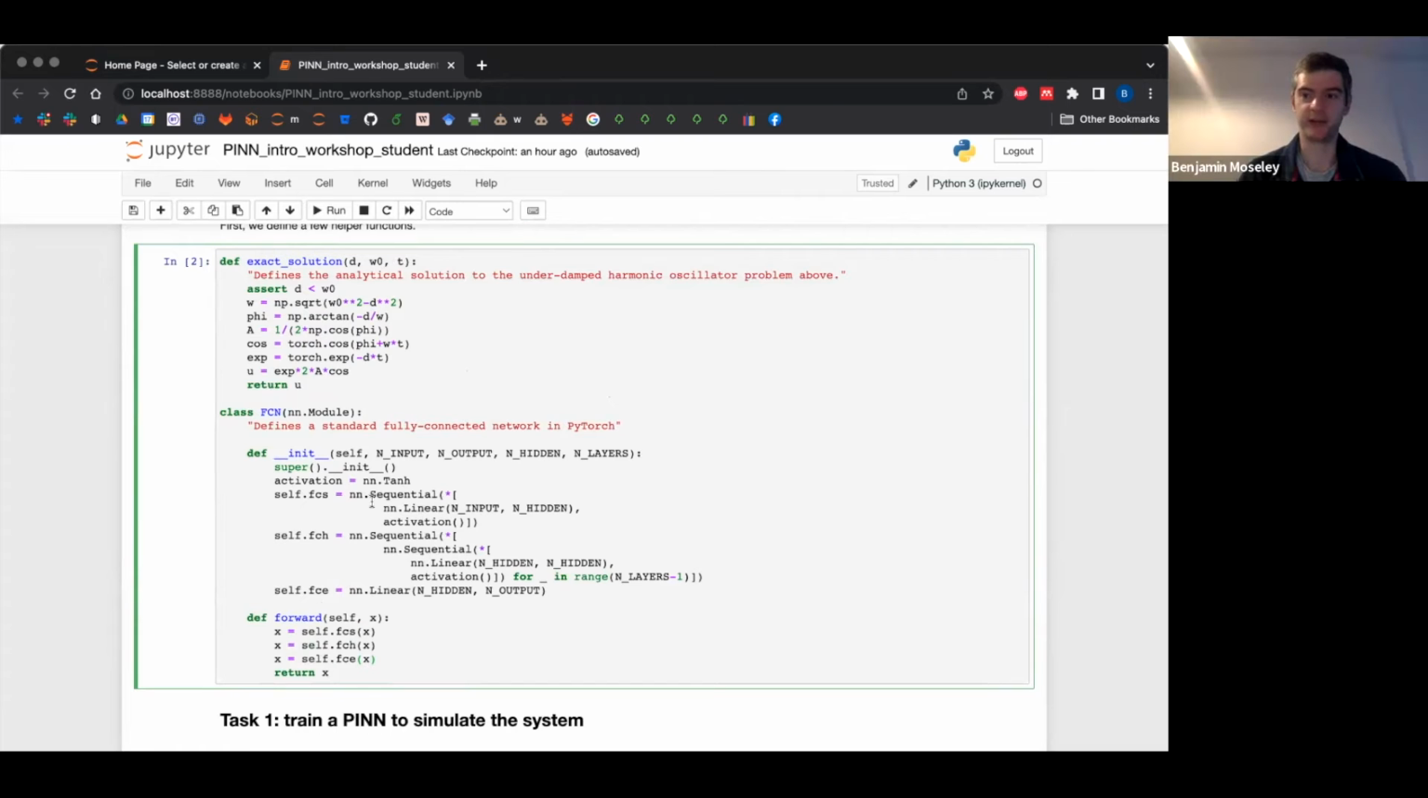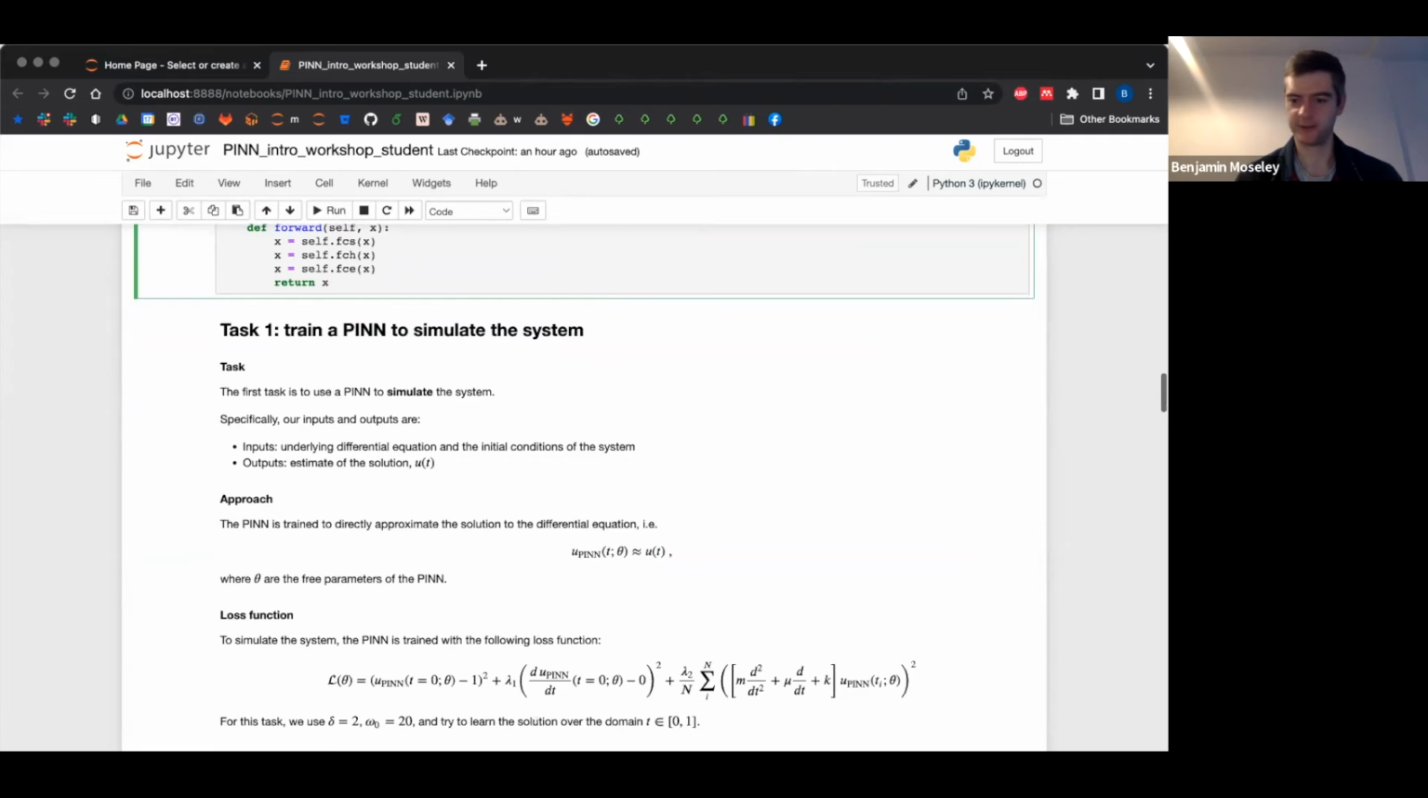Yeah, so we're getting onto the training loop. That's what I'm going to be coding in a minute. So this is just a bit of setup. We're not changing anything to do with the architecture of the neural network. We're just using a very standard fully connected network to represent the solution of the equation. So yeah, I'm just about to get onto that actually.